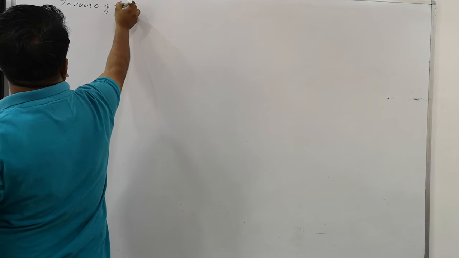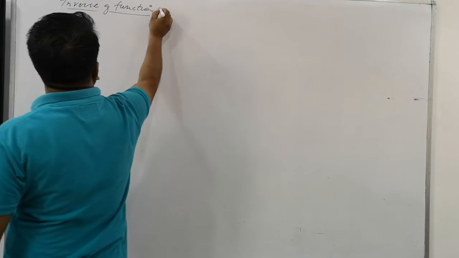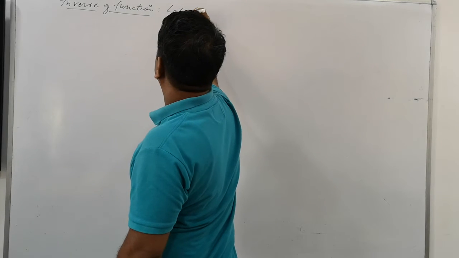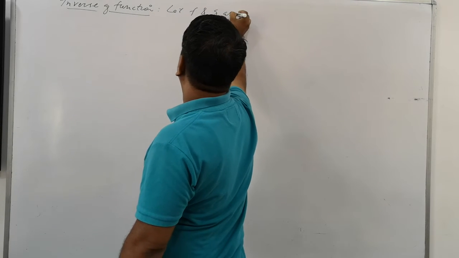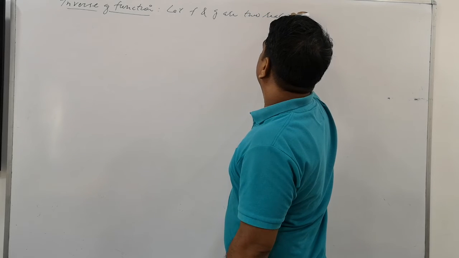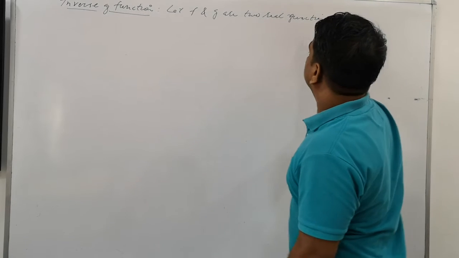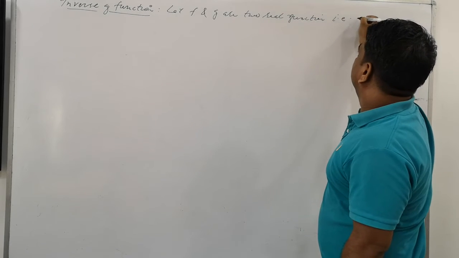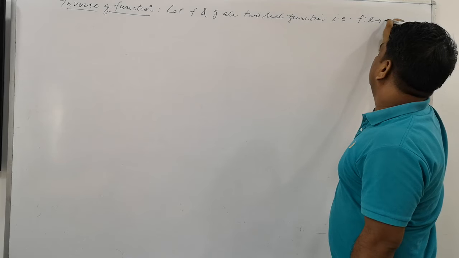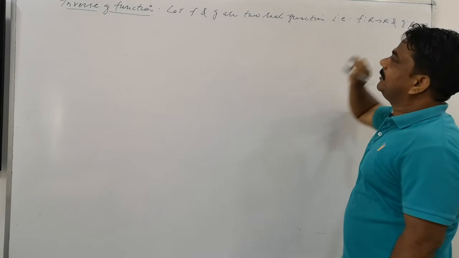Inverse of function. Okay. Let f and g be two real functions. Real functions can also be written as f on R and g on R. This is the manner of writing it.